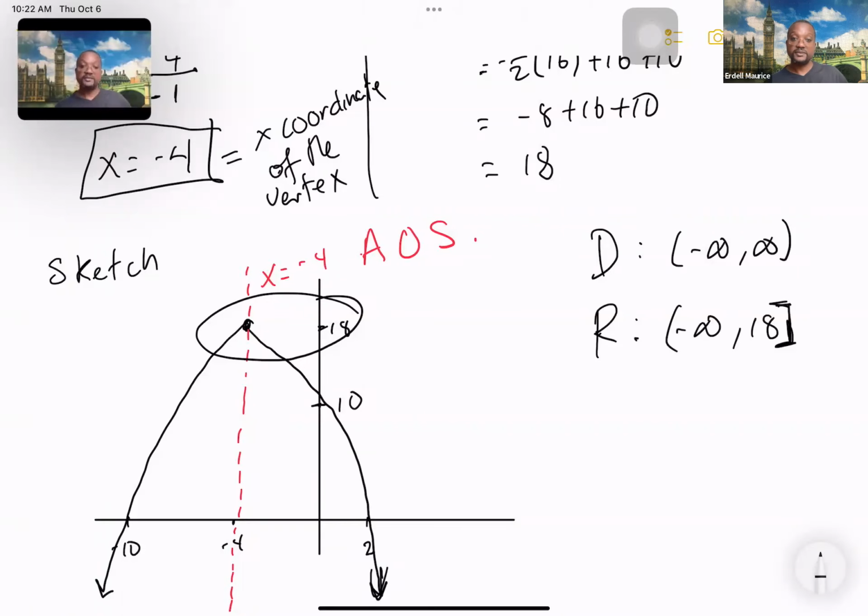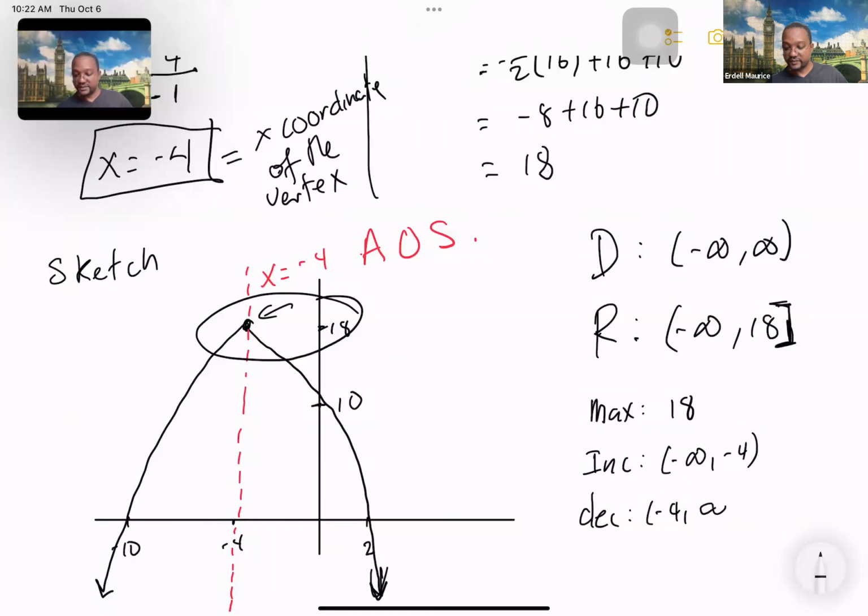They can ask for the maximum or minimum value. This graph will have a maximum value of 18, right? The vertex contains the maximum value. And they can ask whether the graph is increasing and whether the graph is decreasing. The graph is increasing from negative infinity until -4. And the graph is decreasing from -4 to infinity.